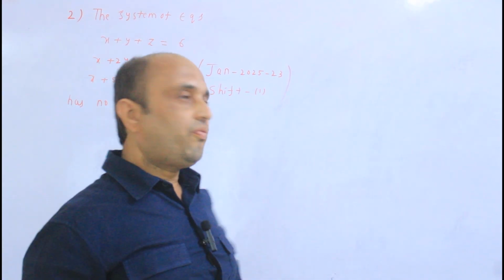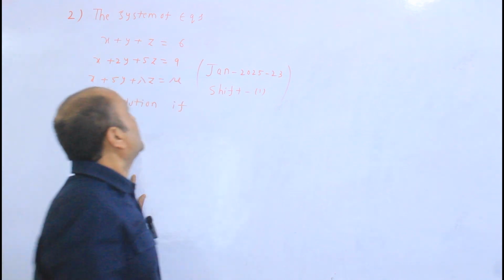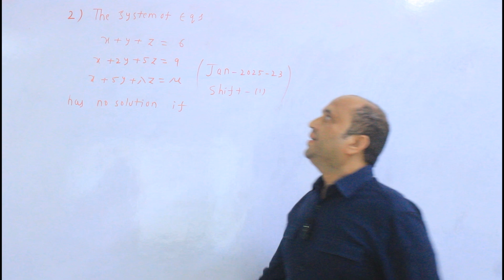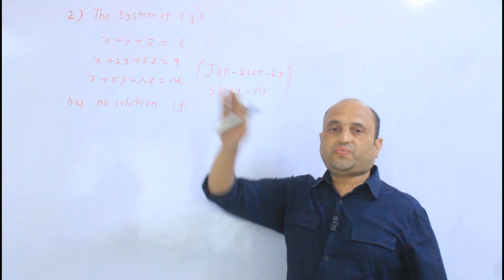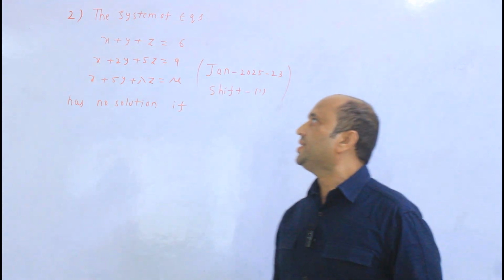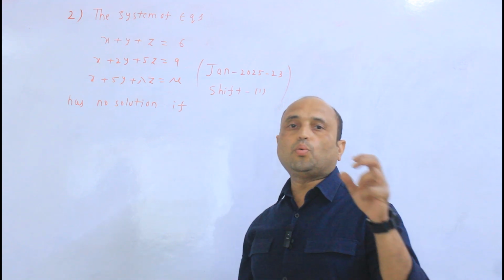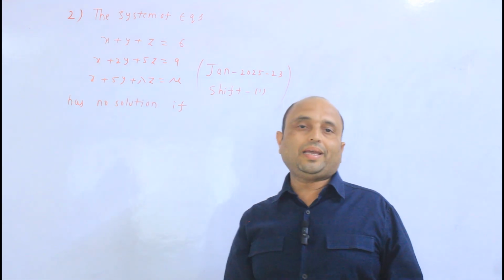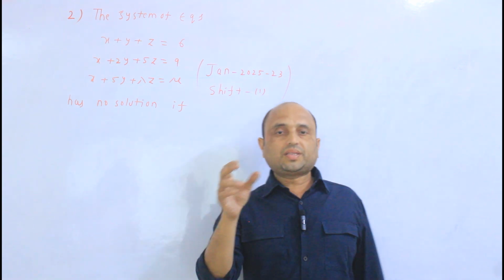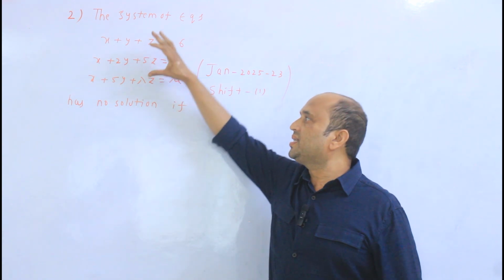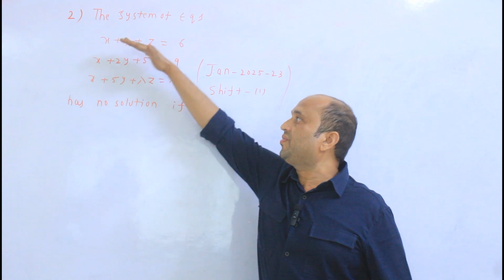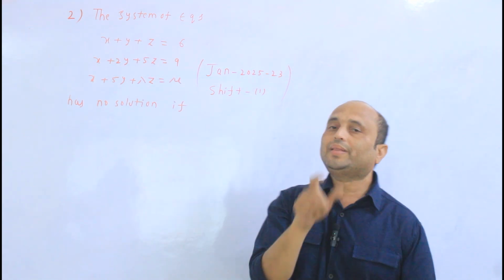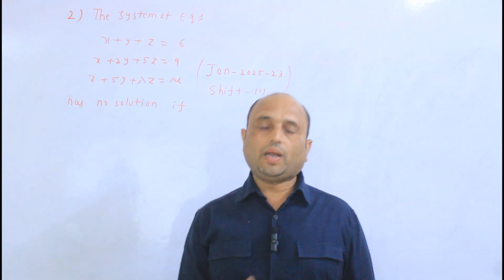So next question from matrices. Three equations are given in a system of equations: x plus y plus z equal to 6, first equation. Second equation is x plus 2y plus 5z equal to 9. Third equation is x plus 5y plus lambda z equal to mu. By using these three equations, these equations have no solution if... find the relation between lambda and mu, find the value of lambda and mu.